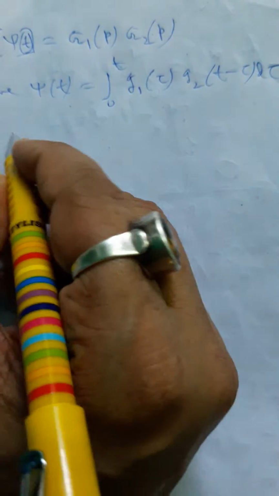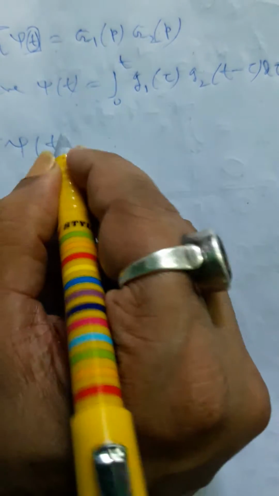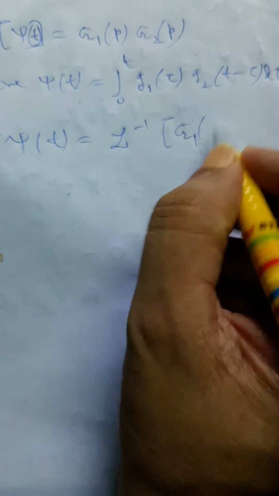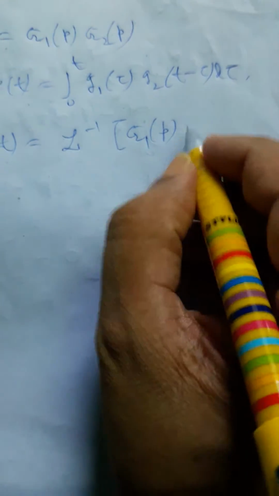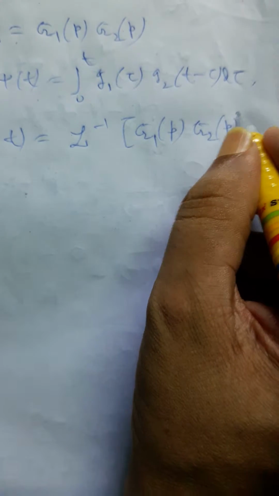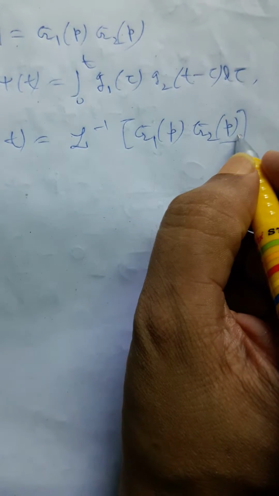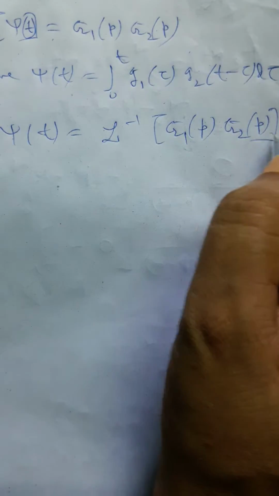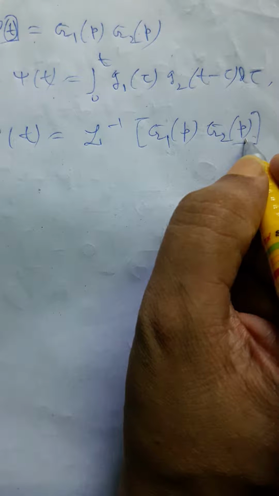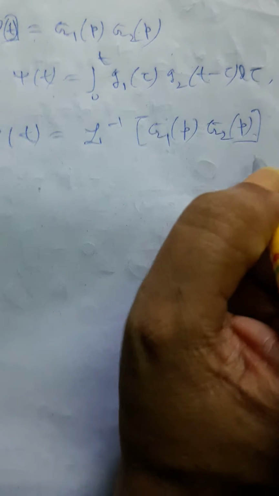so it's clear that psi t will be L inverse of g1(p) and g2(p), and it is clear we are using p here as a complex parameter in the Laplace transform. No matter for that, sometimes we use s or sometimes we use p, both have the same meaning, no problem for that.